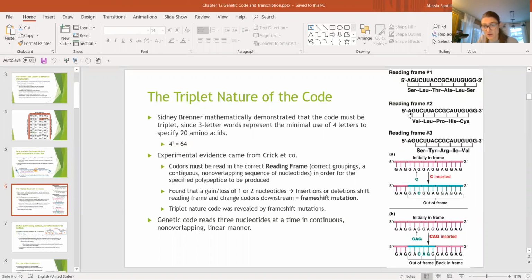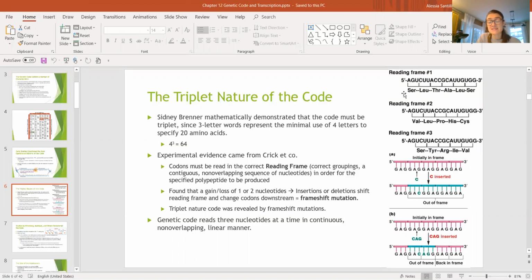But then when we add one nucleotide, so gain one or even lose one, in this example we're gaining, all of a sudden we're getting a completely different amino acid sequence, valine, leucine, very different from the original, okay? When we gain or lose 2, so AG, we again get serine, tyrosine, arginine, isoleucine, completely different from reading frame 1.